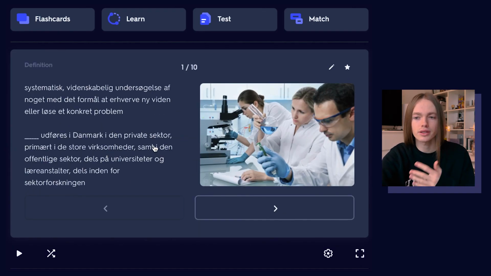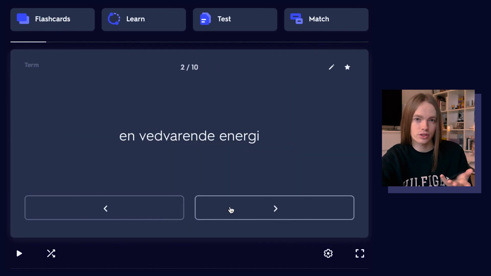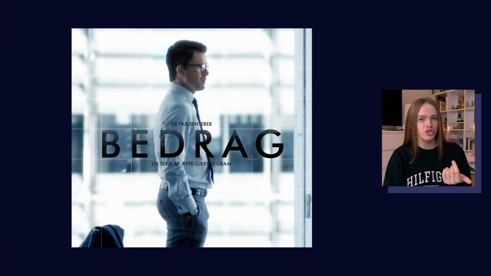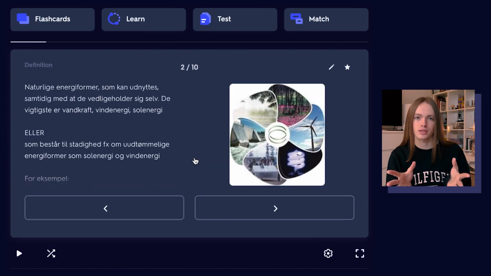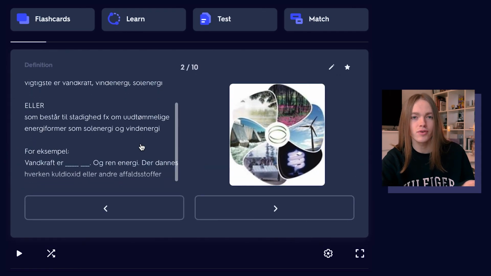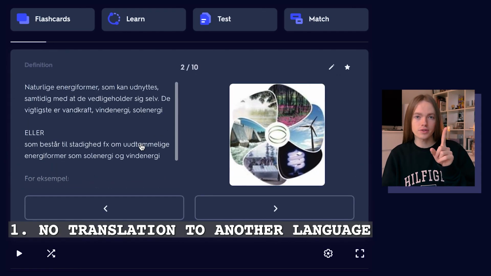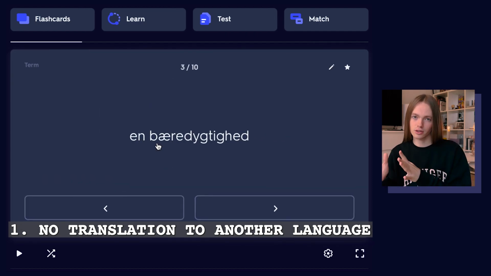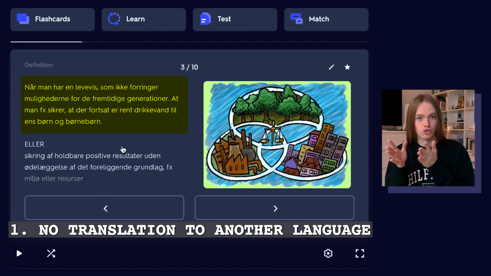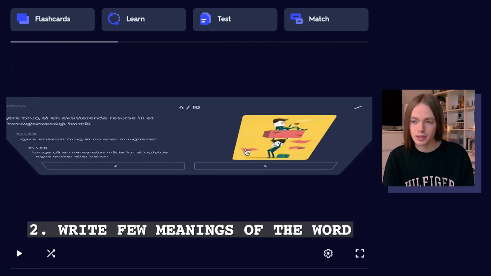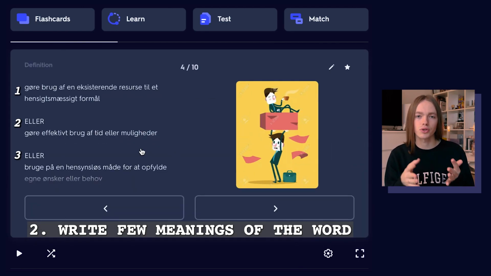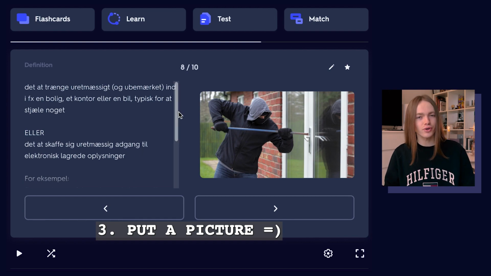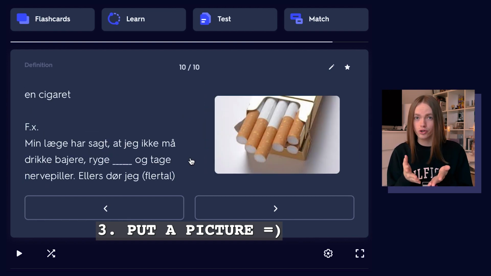Here are my flashcards that are based on a Danish TV series called Bedrag. We watched the series in class, and the teacher prepared some key words of the episode for us. As you may see, I have used three main tricks. First, no translation into another language, so in my case it's from Danish to Danish. Then I write down several meanings if a word or a phrase could be used differently, if it's relevant of course. And I also like to put in a picture for causing a stronger association with a word or a phrase.